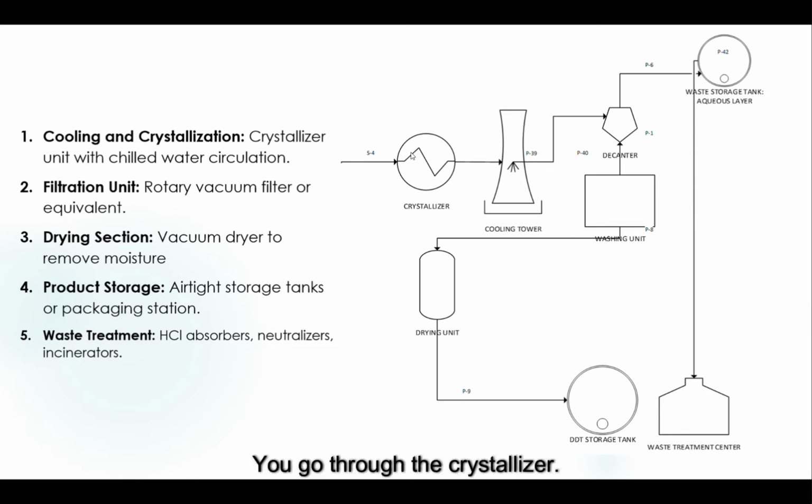You go through the crystallizer. The crystallizer passes through chilled water circulation to the cooling tower, so that keeps your DDT in a solid form and all the rest of the gunk outside as a liquid. You pour all of that liquid off in the decanter. The decanter pours the liquid off to the water storage tank and the DDT into the washing unit. Think of it as like a big dishwasher. It will heat, clean, and evaporate all the other nonsense off the DDT.